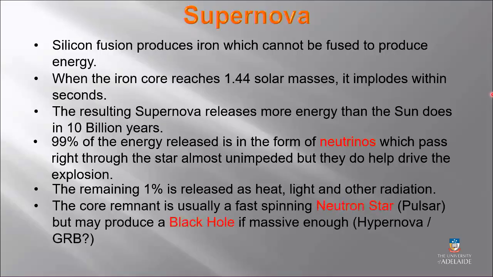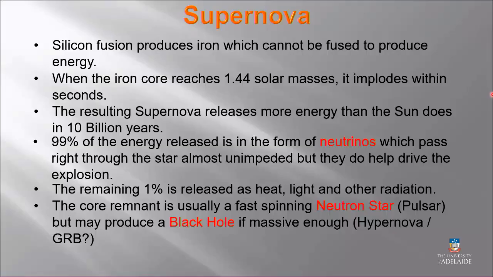And the core remnant, so that collapsed core, is usually a fast-spinning neutron star or a pulsar, but maybe a black hole if massive enough. So if the mass of the star was greater than about 50 solar masses, it may produce a black hole. And it's actually called a hypernova because these are particularly powerful explosions when they occur.